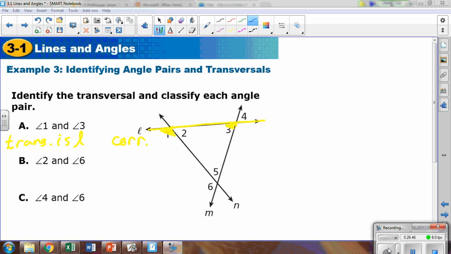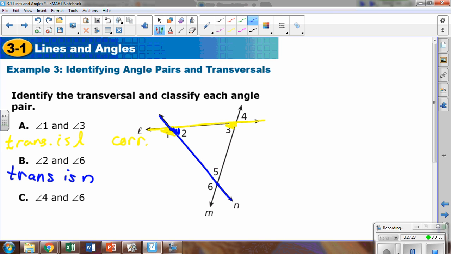Now looking at this example B, what is the transversal for angles 2 and 6? Well, we can see the vertex for angle 2, the vertex for angle 6, and when we connect those two vertices with the line, that is our transversal. With a transversal, that's line N, we now need to recognize what kind of angles 2 and 6 are. We can see this one is bottom right on the inside. This one's top left on what would be the inside. We should recognize those as alternate interior angles.